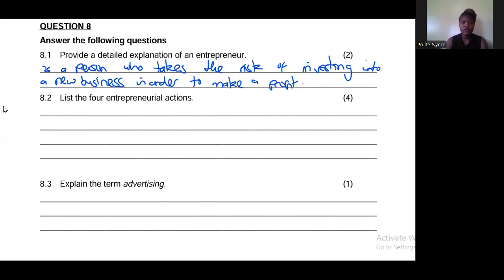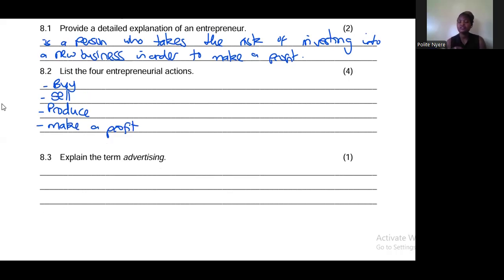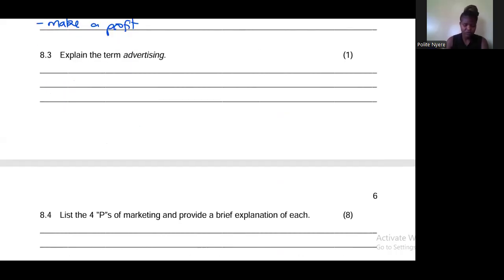List the 4 entrepreneurial actions. What are the actions that entrepreneurs do? Number 1, they buy. Number 2, they sell. Number 3, they produce. Number 4, they make a profit. So these are the entrepreneurial actions. They buy, they sell, they produce, and they make a profit. Explain the term advertising. To advertise is to publicize a product.